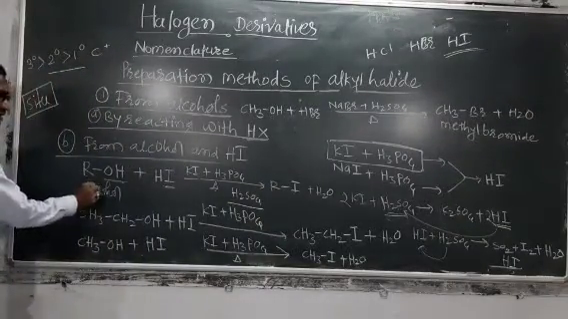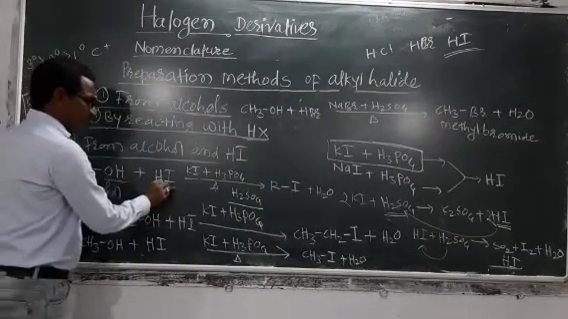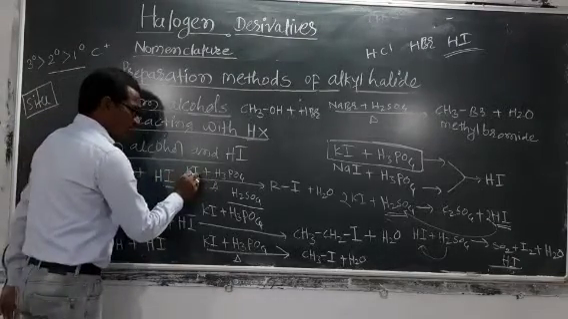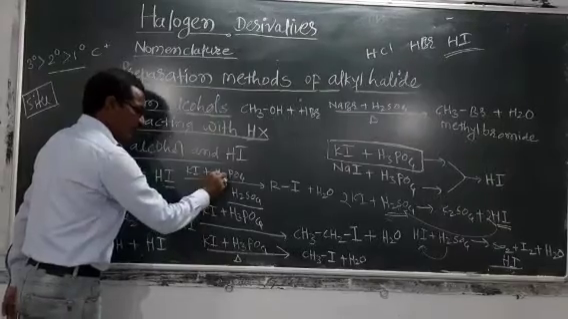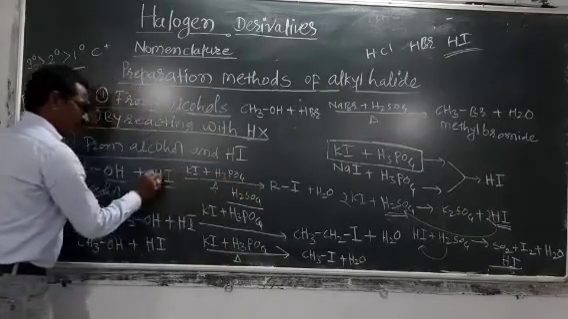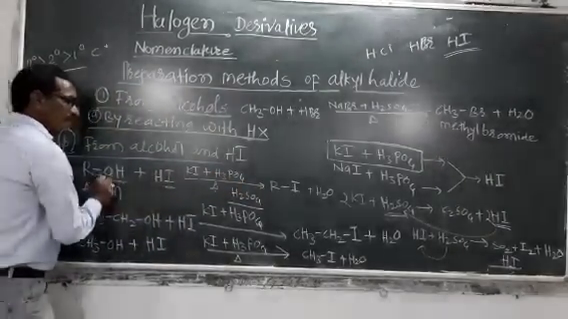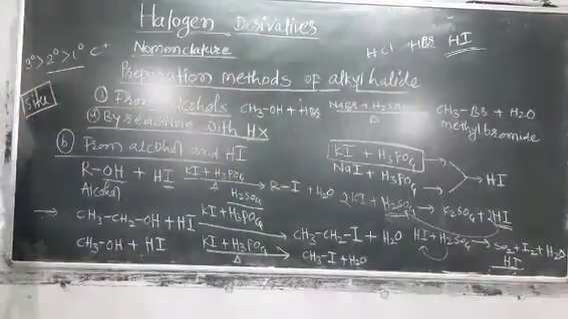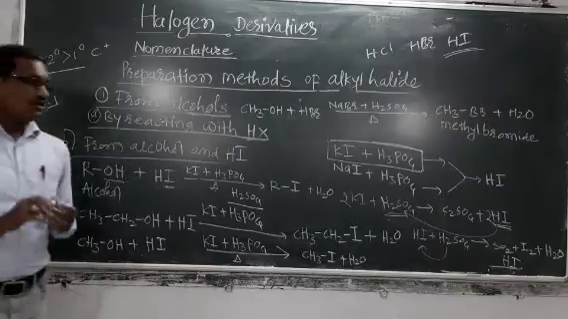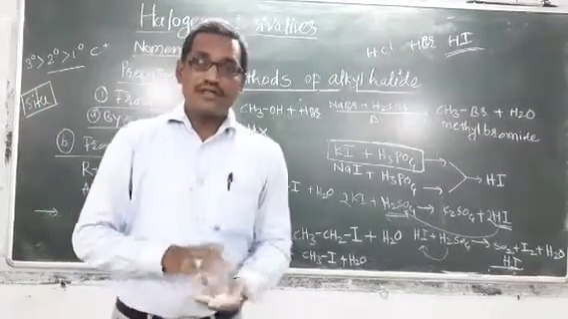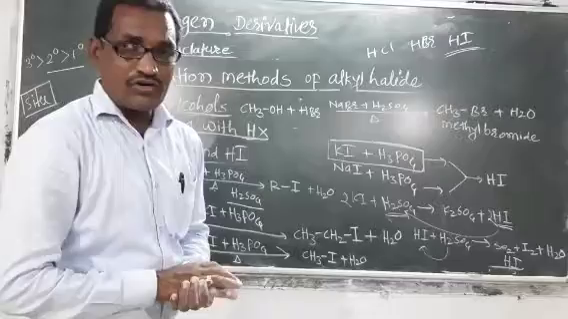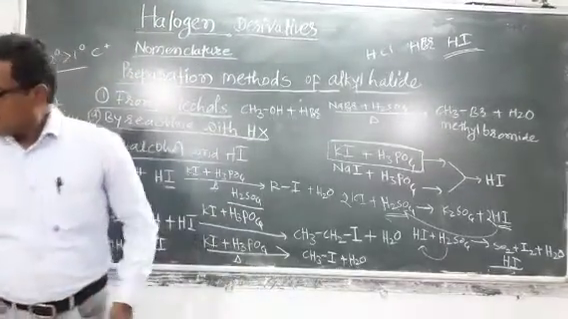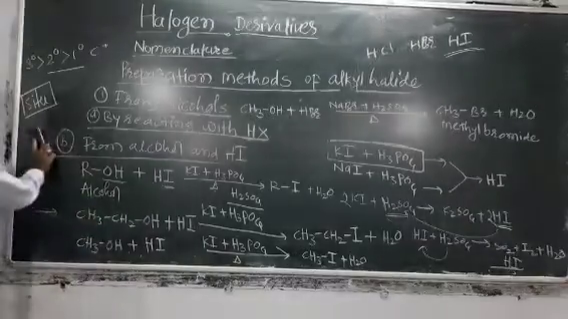When alcohol is reacted with HI, how is HI obtained? When potassium iodide or sodium iodide is reacted with H3PO4, we get HI, and this HI reacts with alcohol and we get alkyl iodide. So here we have learned how to prepare alkyl iodide from alcohol. Now I will conclude what we have learned in a suitable manner.